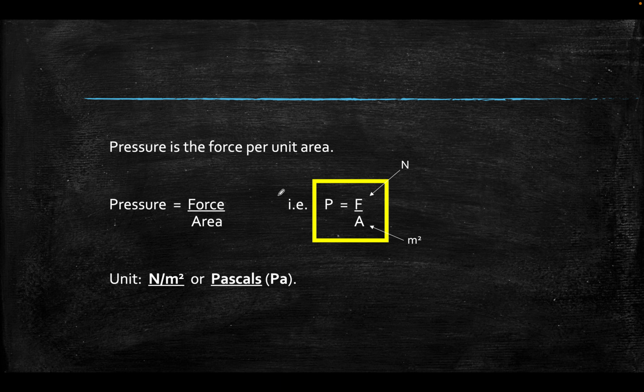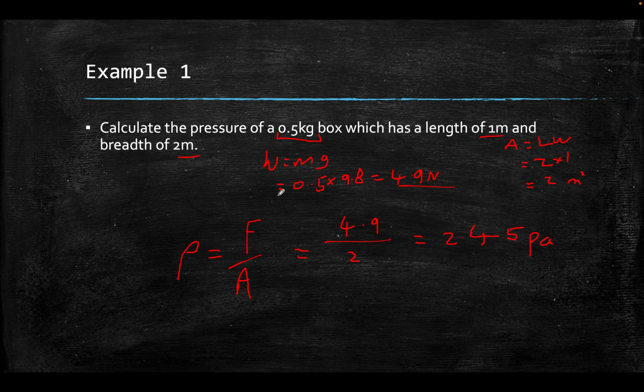So here is the formula written out: P is F over A. Let's try a quick question here. I think I've already done this with you in class. Calculate the pressure of a 0.5 kilogram box. It has a length of 1 and a breadth of 2. To find the area, you'd have to do length times breadth, or length times width, same thing. You can find the area of the box: 2 times 1, which is 2 meters squared. Perfect, that can be our area.